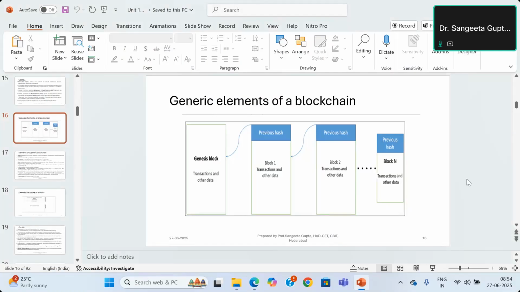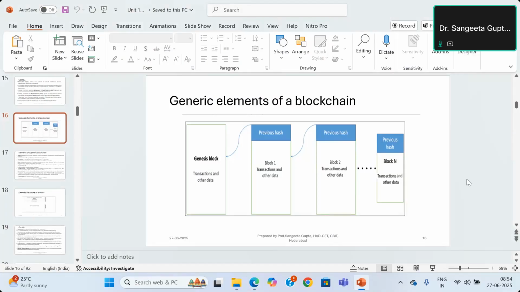Today I'm going to discuss the generic elements of a blockchain. We have discussed a blockchain with respect to its architecture, its history, and the nature of a distributed environment. Now I'll be discussing more about the generic elements of a blockchain.